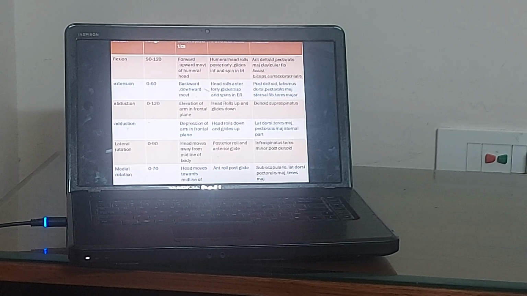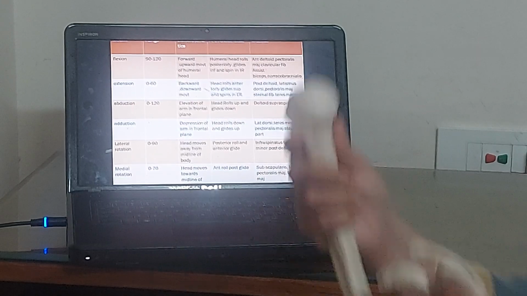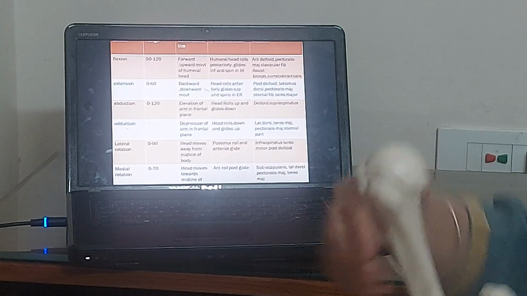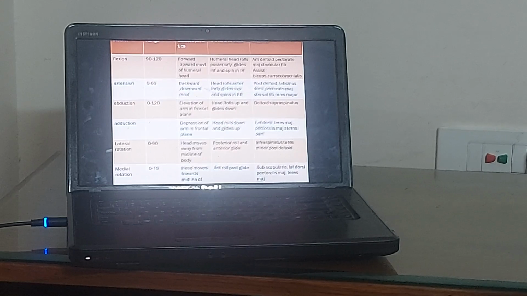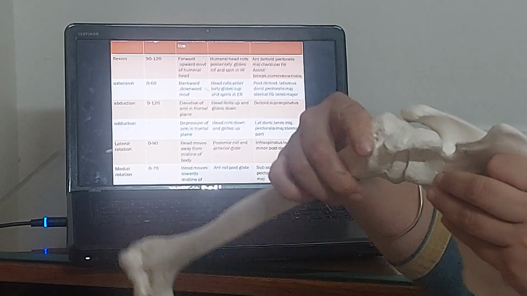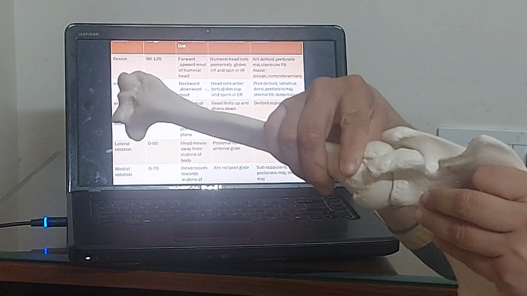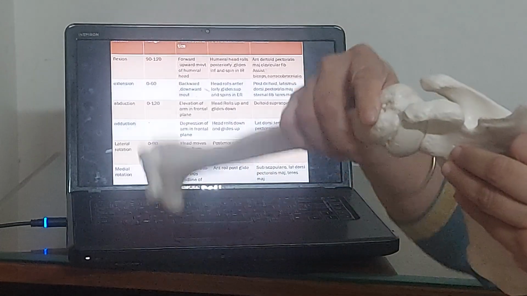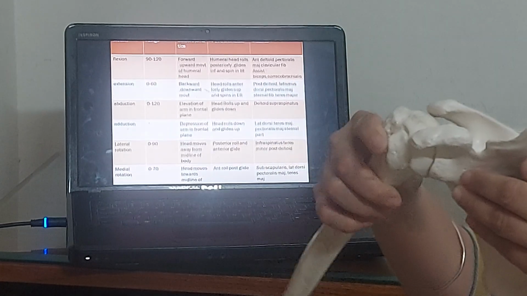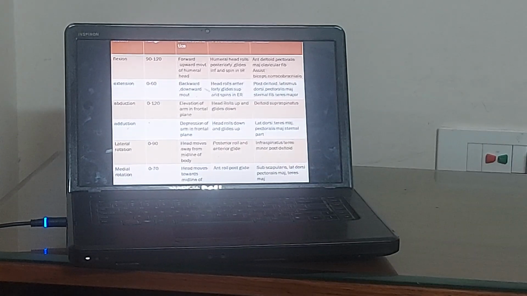The range is again the same, 120 degrees. Fine. And the adduction movement, as you can see, is the depression of the arm in the frontal plane. Here the head is rolling downwards and gliding upwards. It is rolling downwards but gliding upwards. The movement is brought about by latissimus dorsi, teres major, and pectoralis major, sternal part.